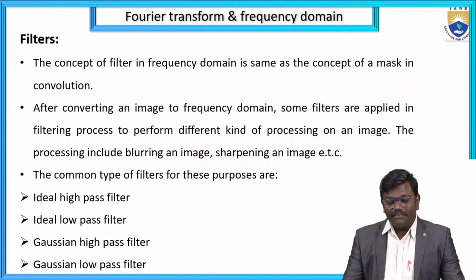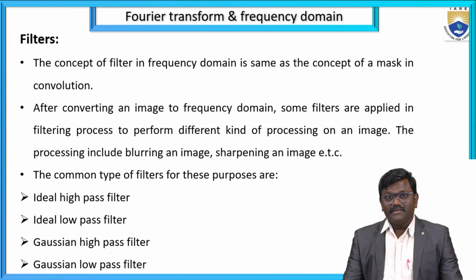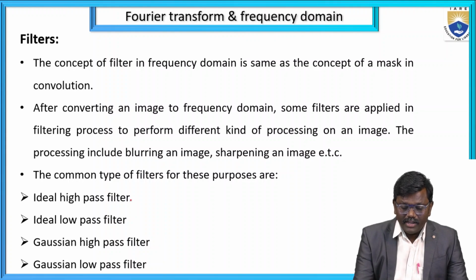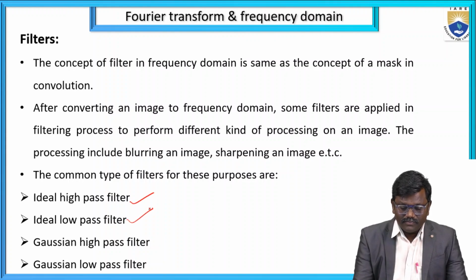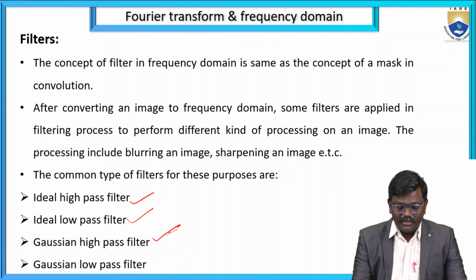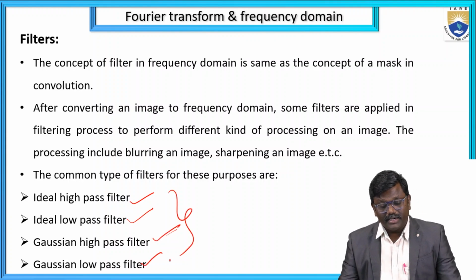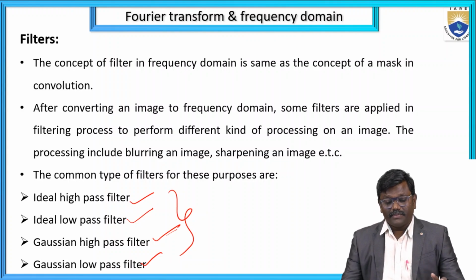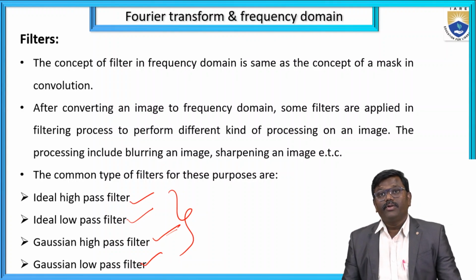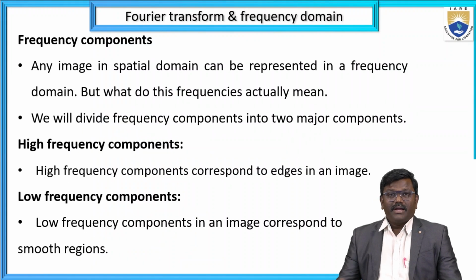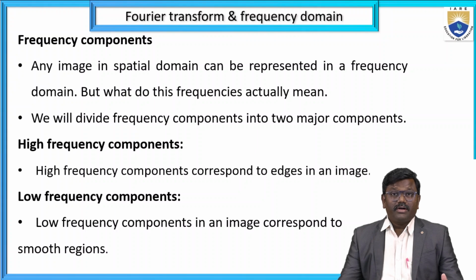The common types of filters for these purposes are the ideal high pass filter, ideal low pass filter, Gaussian high pass filter and Gaussian low pass filter. These are the common types of filters for the frequency domain, used to perform different kinds of processing on an image. Coming to the examples, we want to concentrate on them with the help of frequency components.